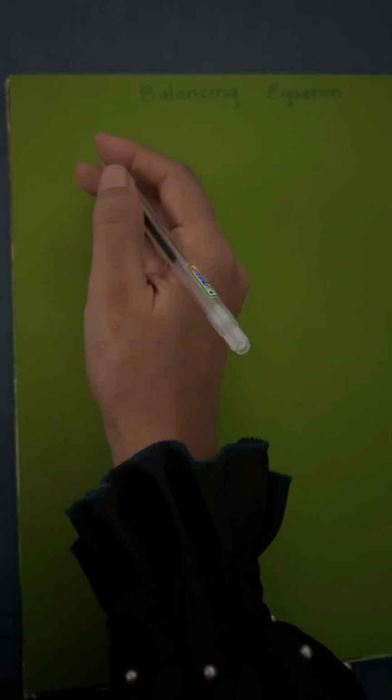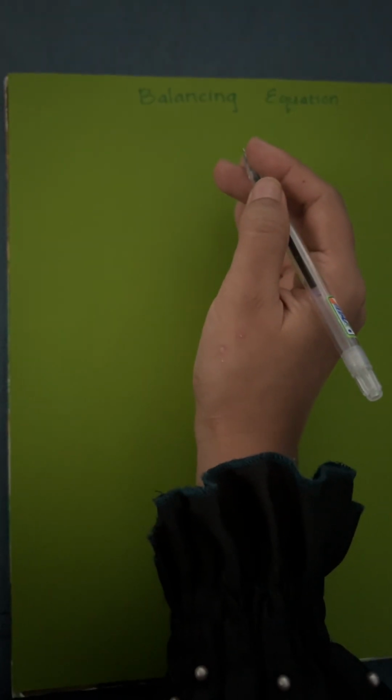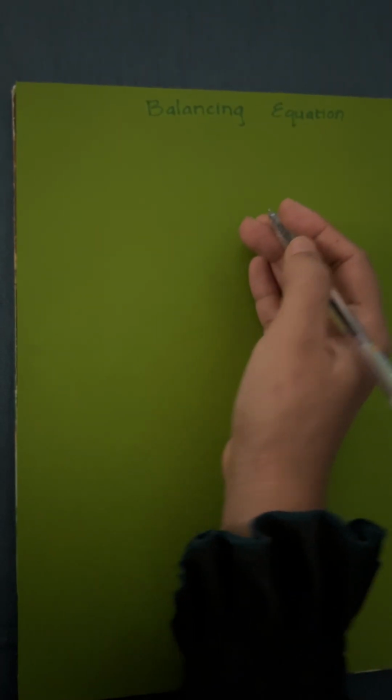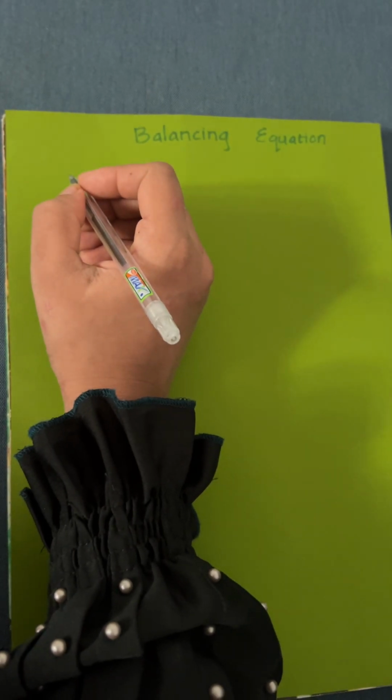Right. So what is a chemical equation and how are we going to balance it? Why do we need to balance a chemical equation? We're going to learn about all of this in this video, and you're going to have a clear picture at the end of this video, right?